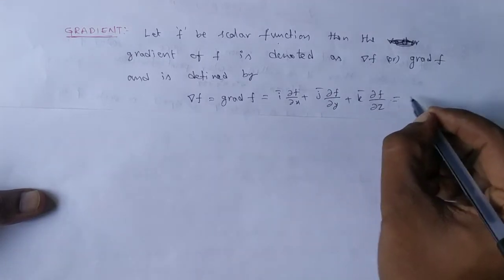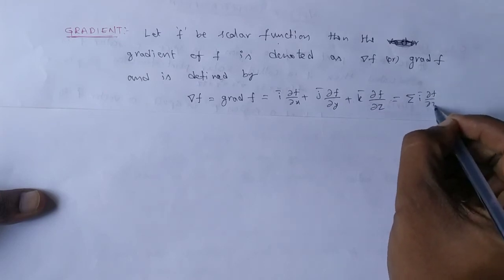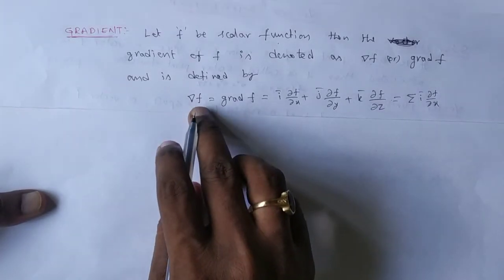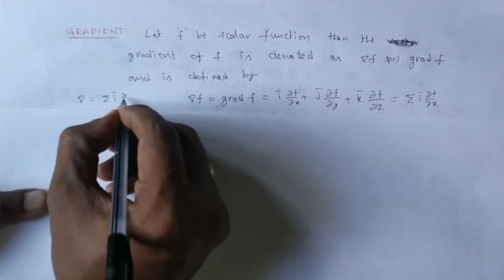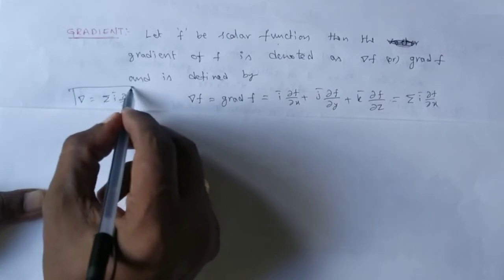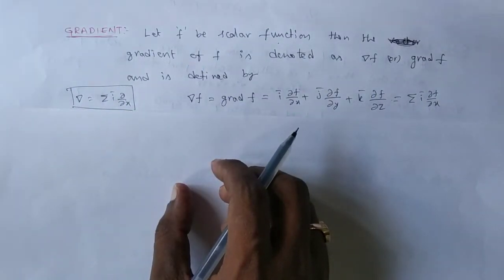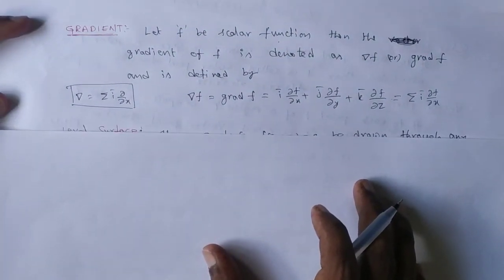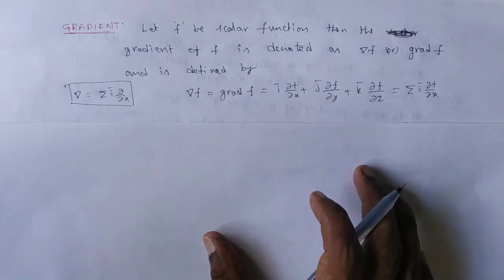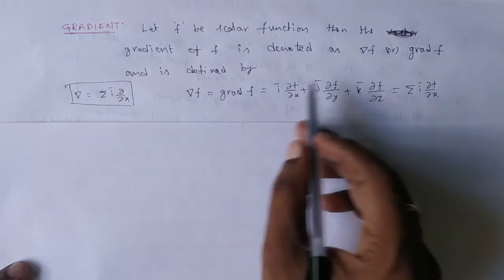In sigma notation, it may be written as sigma i bar dou f by dou x. This del operator is also generally defined as del equal to sigma i bar dou by dou x. It may be useful in solving some problems. Now, gradient means that when f is a scalar function, the gradient of f is denoted by del f or grad f and is defined like this.